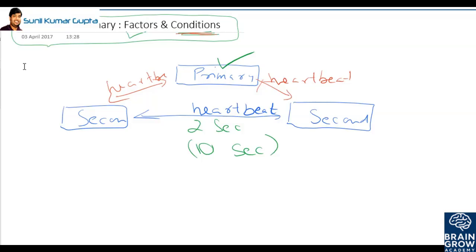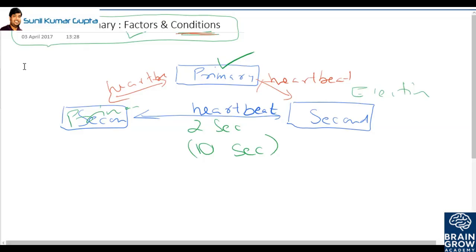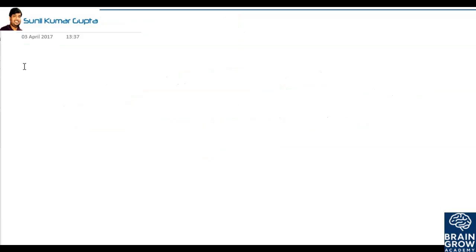In this case, an eligible secondary will ask for the election, and the election will happen. After the election, this secondary can become primary, and the primary will become the secondary. So this is one scenario which will ask for the election. There are some other things that will also affect the election, so we will see that as well.